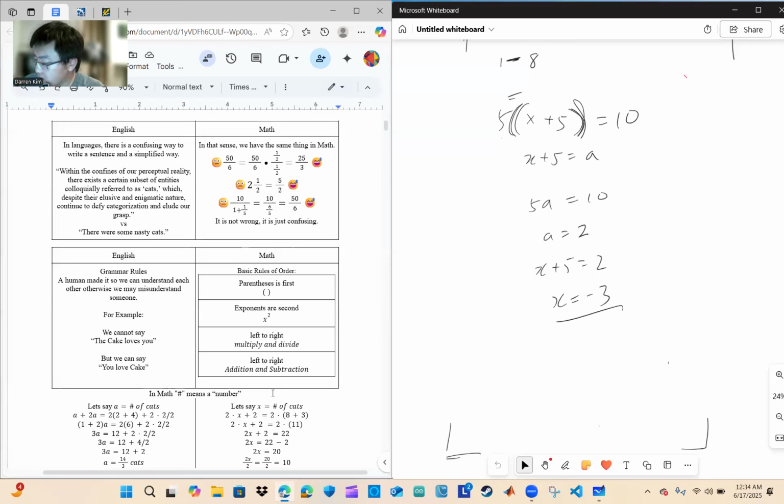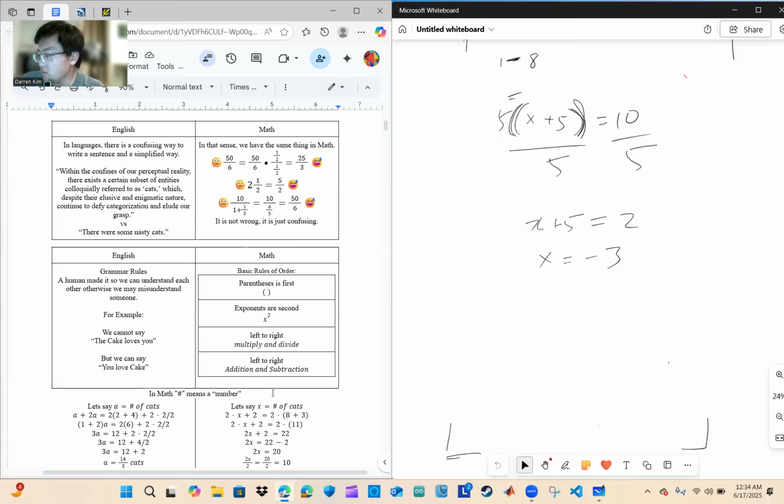Another way you could say it is divide both sides by 5. Just divide by 5, divide by 5, so 2 equals x + 5, and then x equals minus 3. Any way you do it, you get minus 3 for that question, a question I just made up in like 5 seconds.